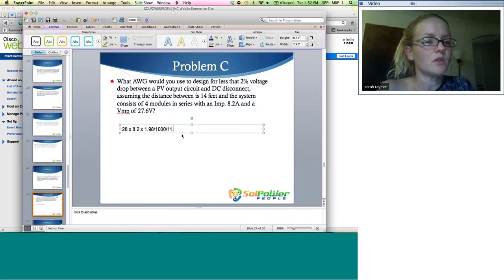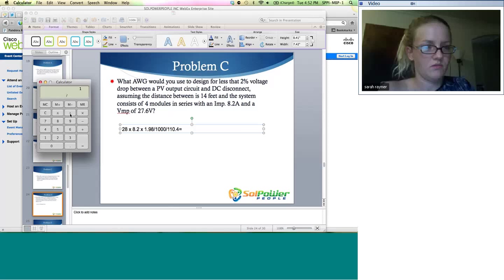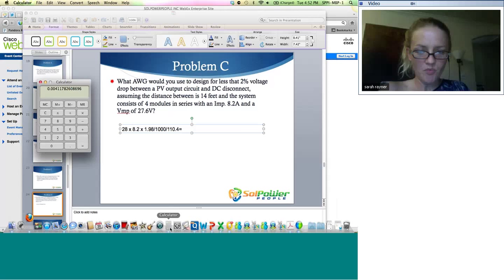(28 × 8.2 × 1.98). We're obviously going to need a different wire gauge, but we'll just go through this way. All right, so that's 0.0004, I believe it's 0.004. So what that means is that is 0.4%.